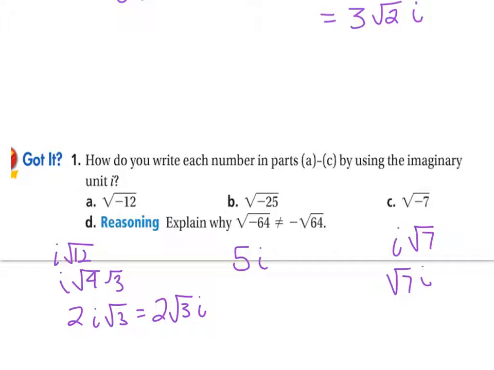And if we look at part D there, explaining why the square root of -64 is not equal to the negative square root of 64. So what we have, if we simplify those, the square root of -64 is 8i, whereas the opposite of the square root of 64 is -8. So those two things are not equal. What we're trying to show there is you can't just pull a negative in or out of a square root. It's important that we either have our i's or we have our negative numbers, but you can't just say that those are the same thing.